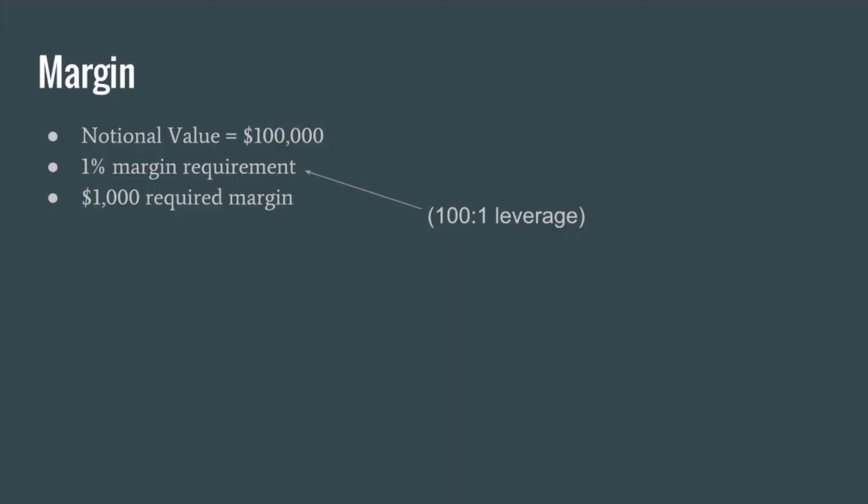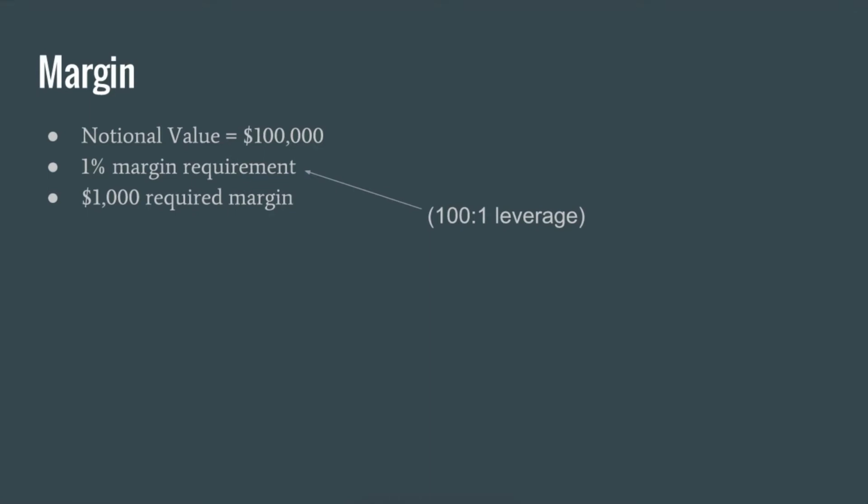Margin is a similar concept and is easy to understand. Margin is the capital required to open or maintain a position. Let's say you would like to buy or sell a position with a notional value of $100,000. Now, your broker requires a 1% margin requirement to open and maintain the position. Therefore, you will need $1,000 of margin to meet that 1% required by your broker. So this is essentially 100 to 1 leverage.